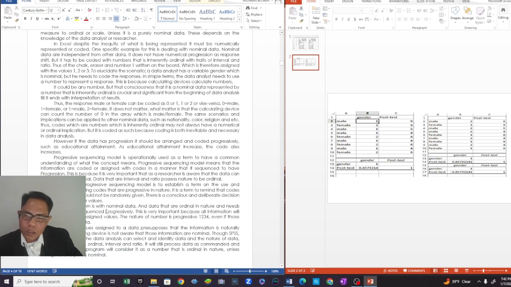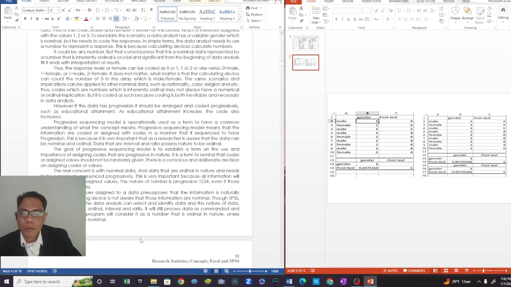The real concern is with nominal data. The data that are ordinal in nature need to be consciously sequenced progressively. It's a given. This is very important because all information will be coded and assigned values. The nature of numbers is progressive: 1, 2, 3, 4, even if those data are nominal. Progressive values assigned to the data presuppose that the information is naturally ordinal.